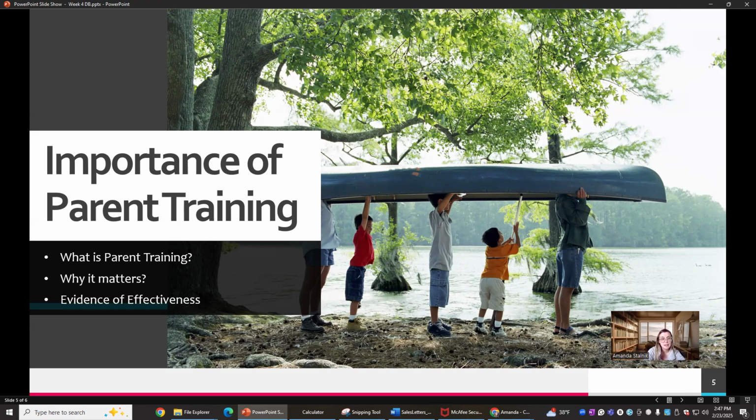To summarize, parent training programs are essential for equipping parents with the skills needed to manage their child's challenging behaviors, while support networks provide the emotional and practical support that the parents need to be successful. By combining these resources, parents can reduce their stress, improve their child's behavior, and foster a more positive family environment.